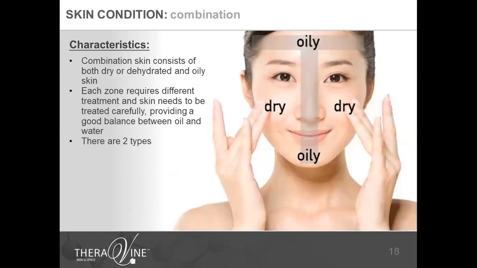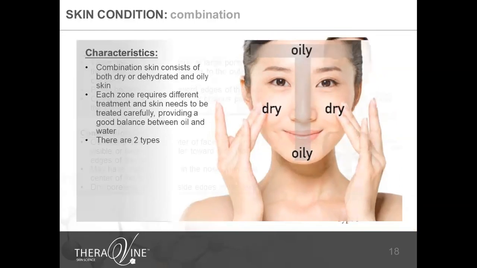Okay, so combination, really one of the most common skin types or conditions that we find. It's usually a skin that consists of both dry or dehydrated and an oily skin. So each zone basically requires different treatment, and the skin needs to be treated very carefully, providing a good balance between oil and water. So you don't want to overstrip the skin, and you don't want to over moisturize. You don't want to use something too heavy for combination skin. So we get two different types of combination skin.